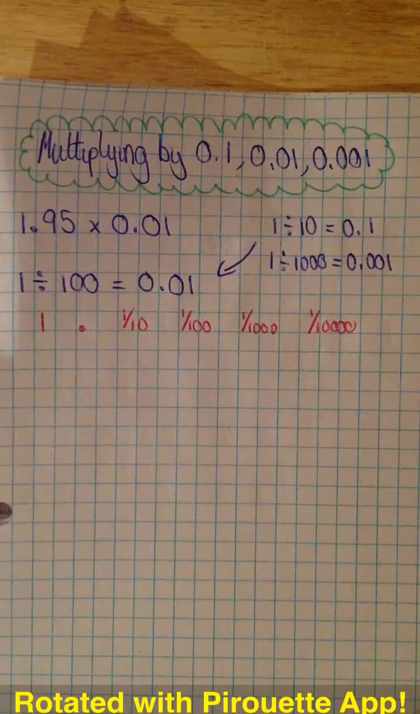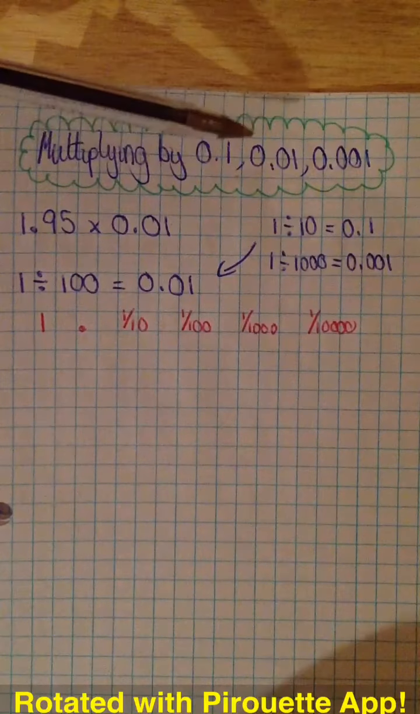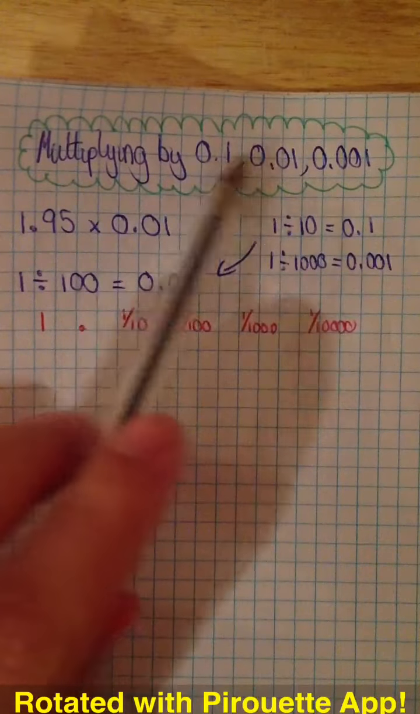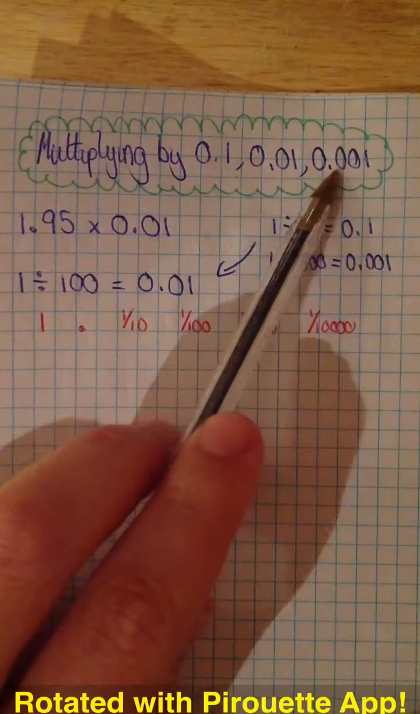Today we're going to look at multiplying by 0.1, 0.01 and 0.001. I'm going to try and convince you very quickly that multiplying by 0.1, 0.01 and 0.001 is exactly the same as dividing by 10, dividing by 100 and dividing by 1000.